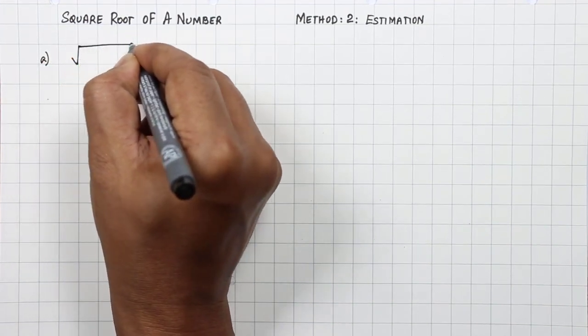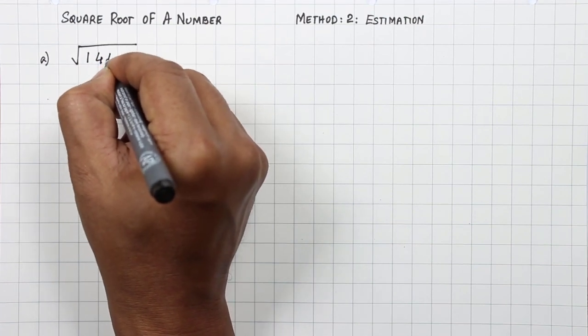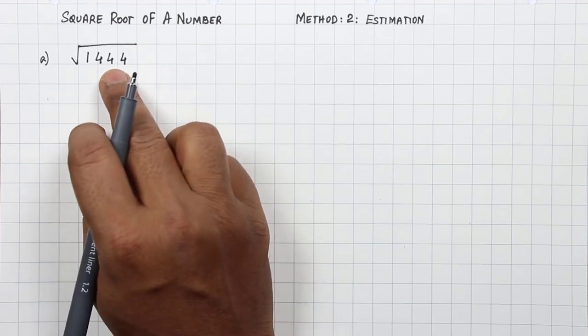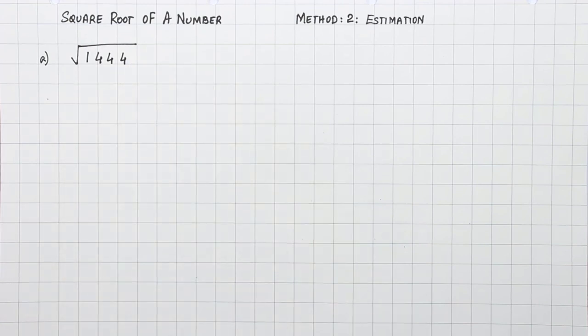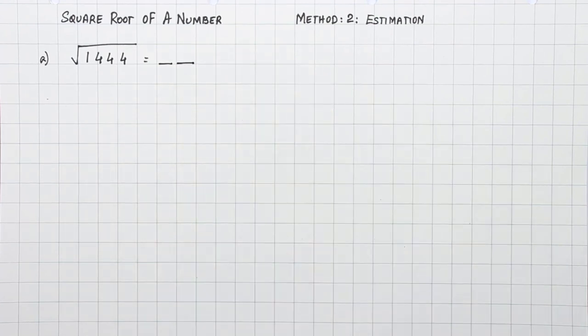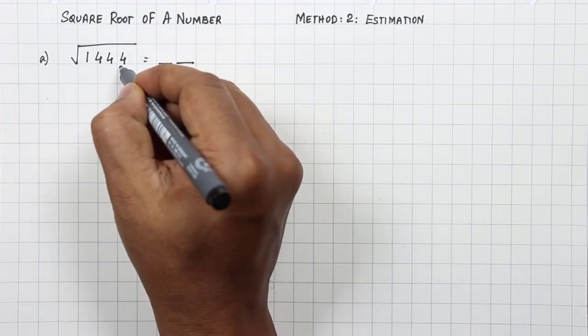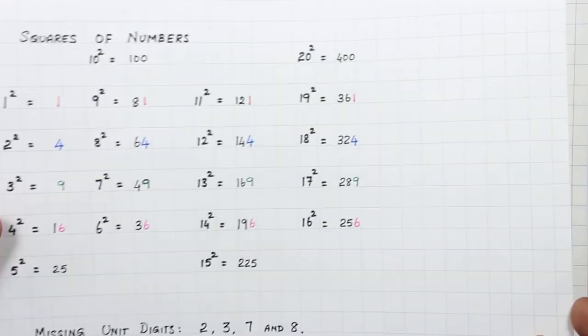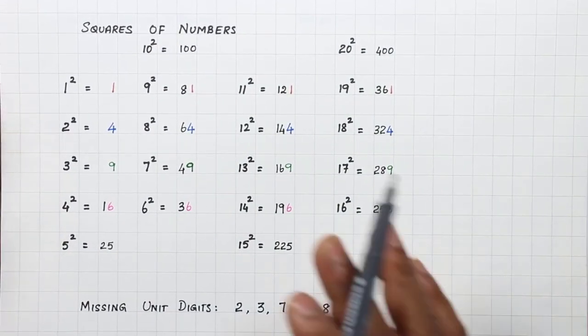Say this is the square root of 1444. So now we know that if the number has 4 digits, then the square root of this number is going to be a 2-digit number. Okay, so this number is going to have 2 digits. Now, all you need to do is look at the units digit of this number. So if it ends with a 4, now we will just take squares of these numbers.